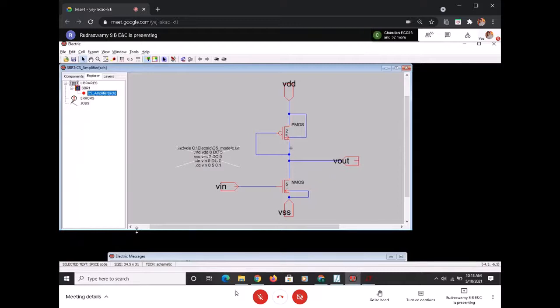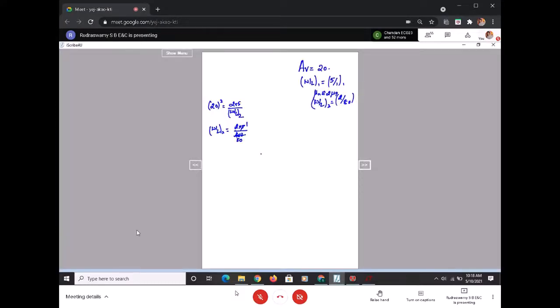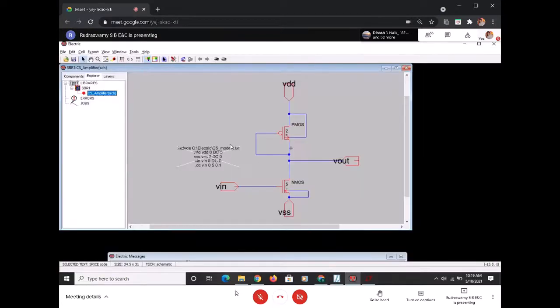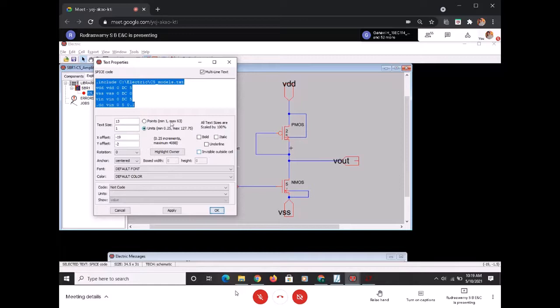Okay. DC operating point is 0.75. I'll just go with this approximately. This is what I have, 0.76 or 0.75, because it's okay. So now we'll go with the transient analysis, V in.